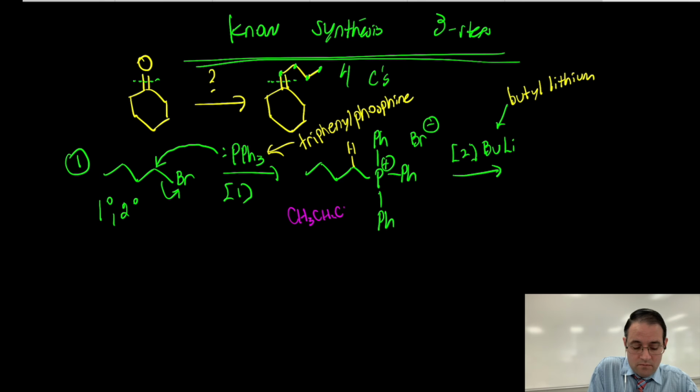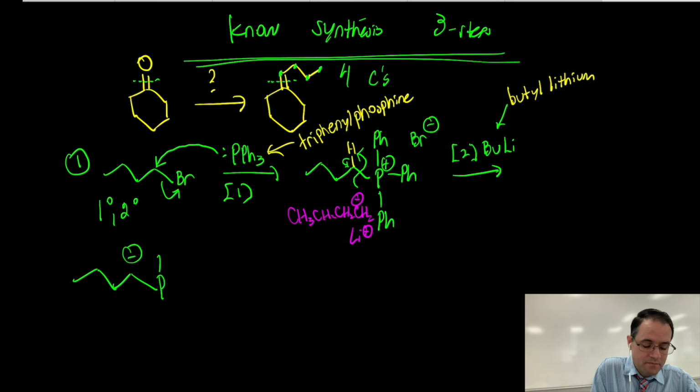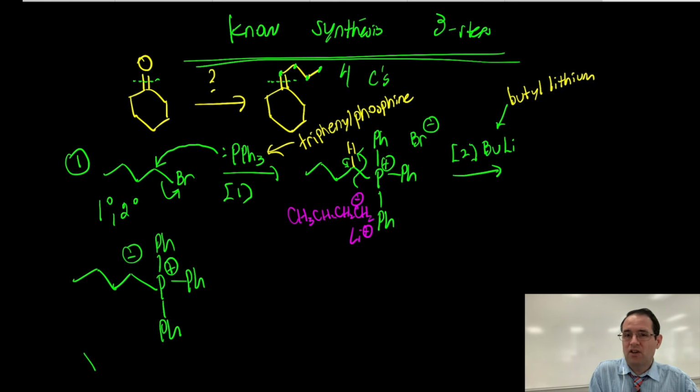It's a carbanion. I'll just draw the lithium as an ion and the carbanion as an ion. And what I want to do here is use it as a base to remove that proton next to the phosphorus. And what I get is the molecule that looks like this. And that, folks, is what we call the ylide. So that's how I make the ylide.